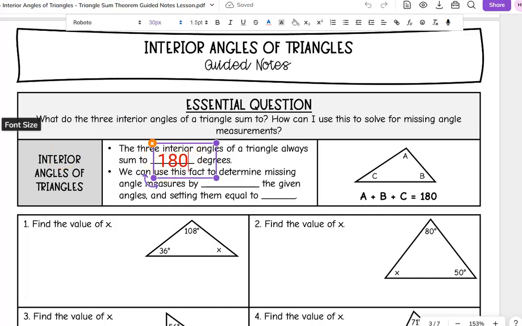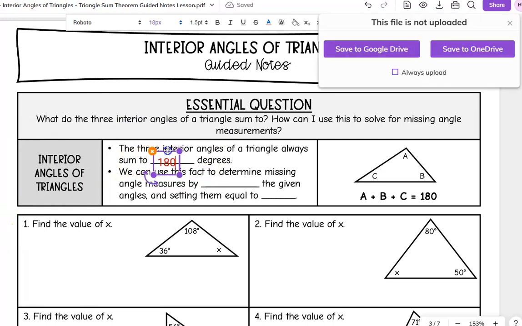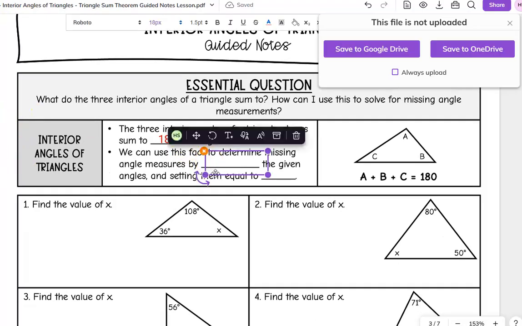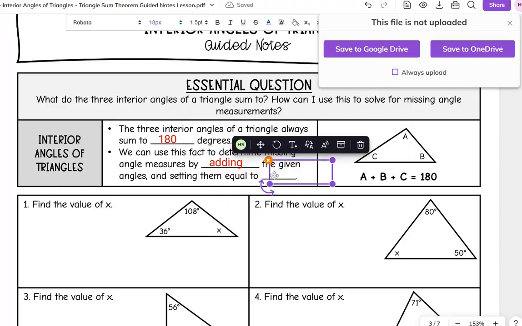Ooh, that's big. Let's fix that. So they're always going to equal 180 degrees when we add them up. So if I add angle A plus B plus C, I'm always going to get 180 degrees. We can use this fact to determine missing angle measures by adding the given angles and setting them equal to 180 degrees. So we're going to write an equation and set it equal to 180 degrees.